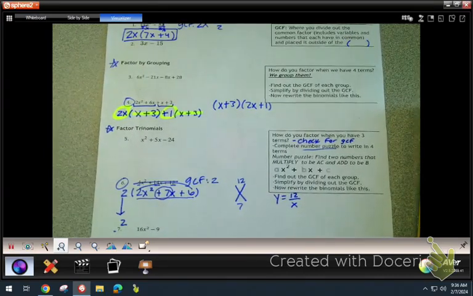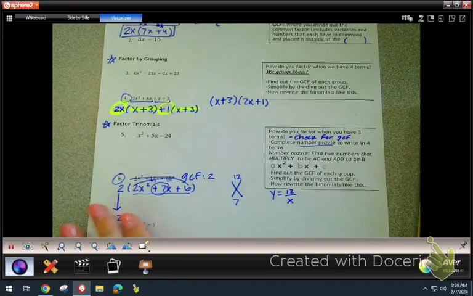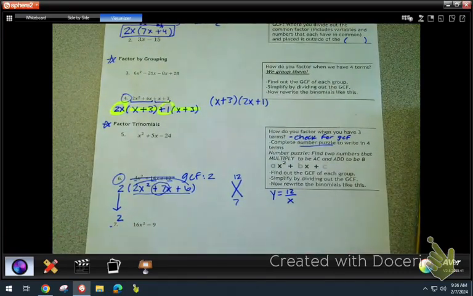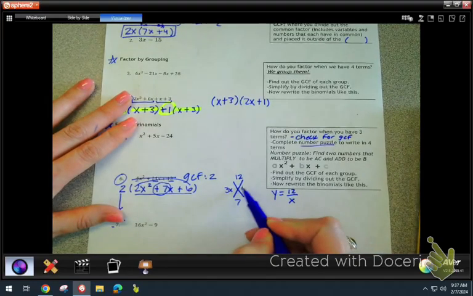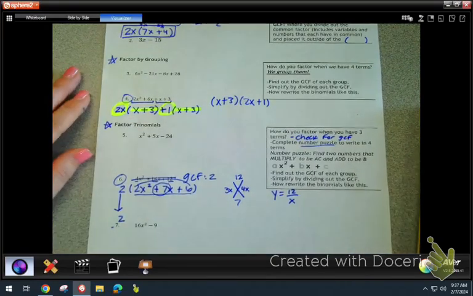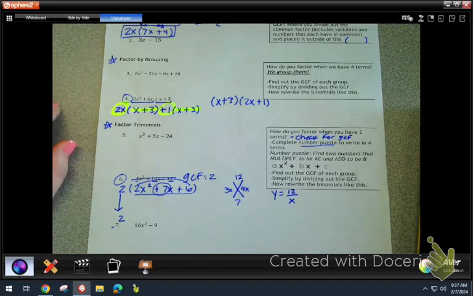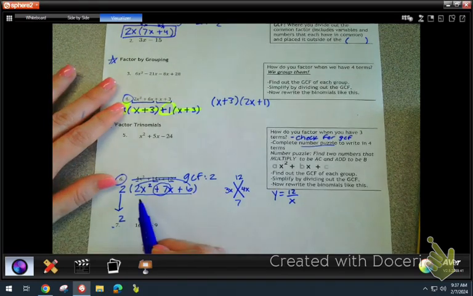Number puzzle? Get your number puzzle. This one you might be able to do in your head. Might not. Anybody know those numbers? KJ got it. 3 and 4. 3x and 4x. Oh, that makes sense. If you know your times tables, the number puzzle's a little easy sometimes. Okay? And then we go.